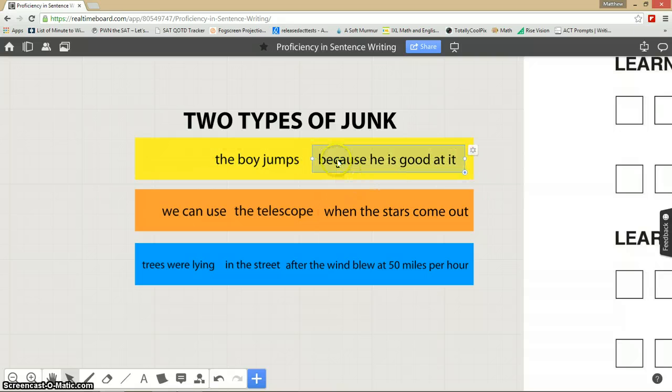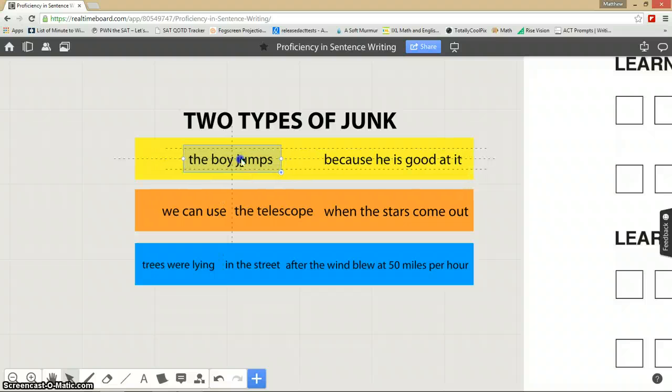This can't be a sentence on its own, and that has everything to do with the word because being part of it. This can't stand on its own. It is a sentence, but it's not a sentence because of the word because. This is a sentence. There's nothing interfering with this being a sentence. This is a dependent clause, this is an independent clause.